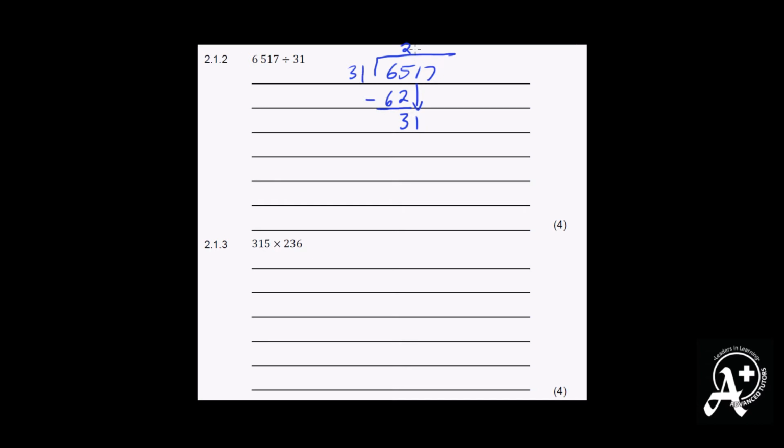31 goes into 31 once. And 1 times 31 will give me 31. So I'm going to deduct that, and it will give me 0. Then we bring down the 7.